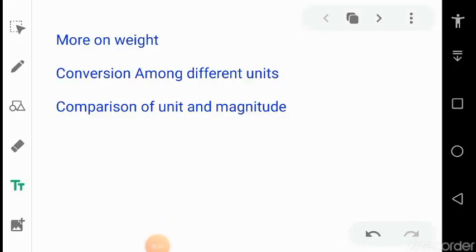Okay, students, today we will study more on weight. In the previous video, we have discussed weight and the units which are used to measure weight. Now in this video, we will cover conversion among different units, then comparison of units and magnitude, and examples. So let's begin.